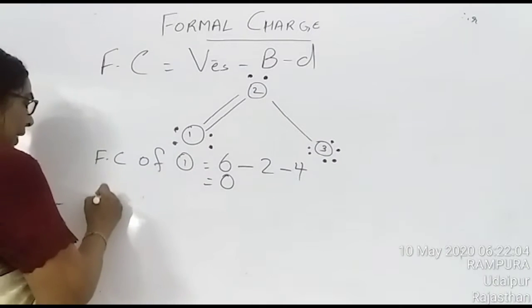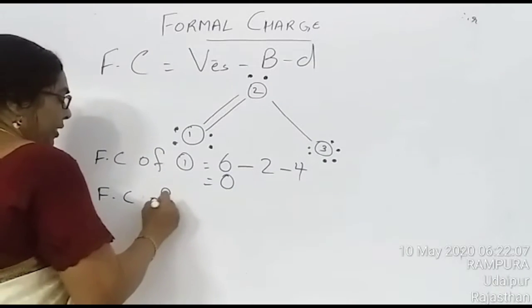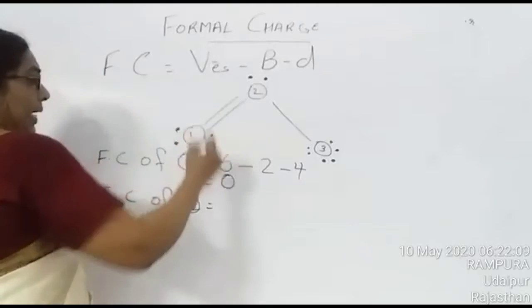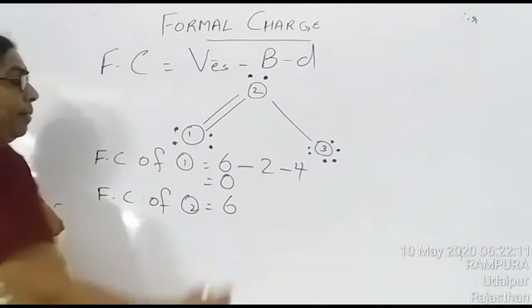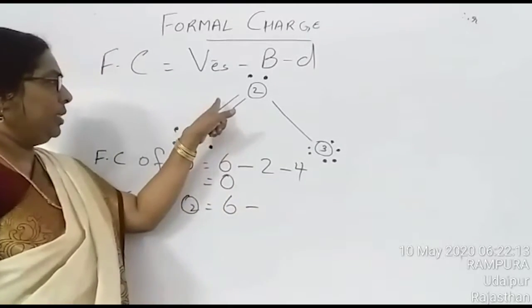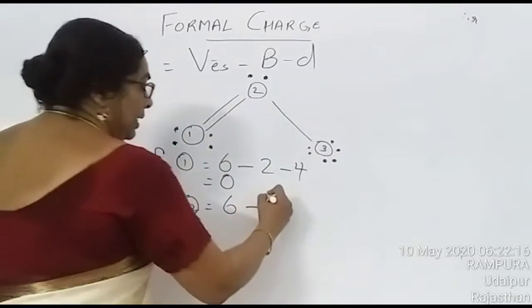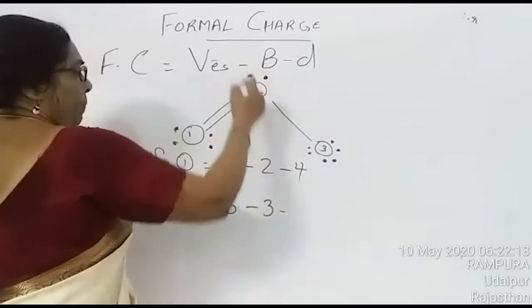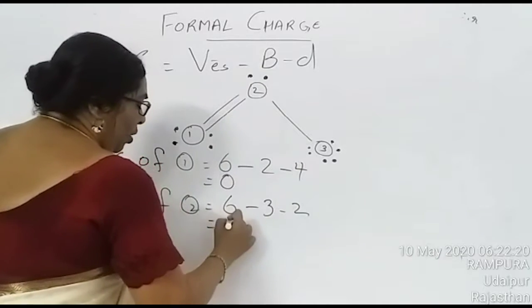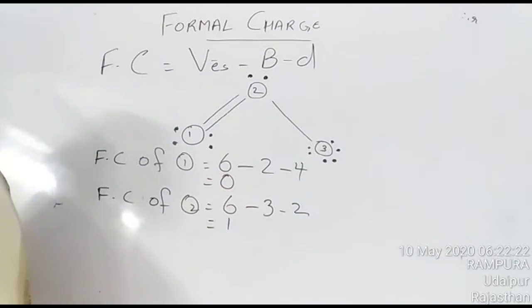Now let us check the second oxygen. The formal charge of the second oxygen equals, again, valence electrons 6, minus number of bonds 1, 2, 3, minus number of lone electrons, which is 2. So you got the formal charge of the second oxygen as 1.